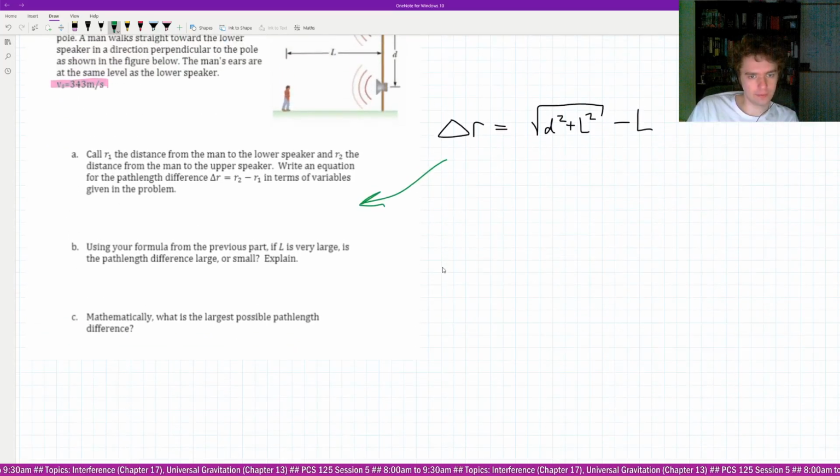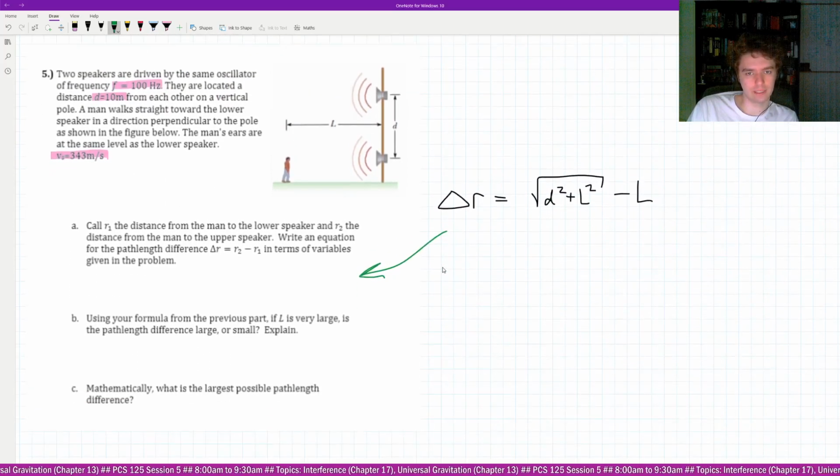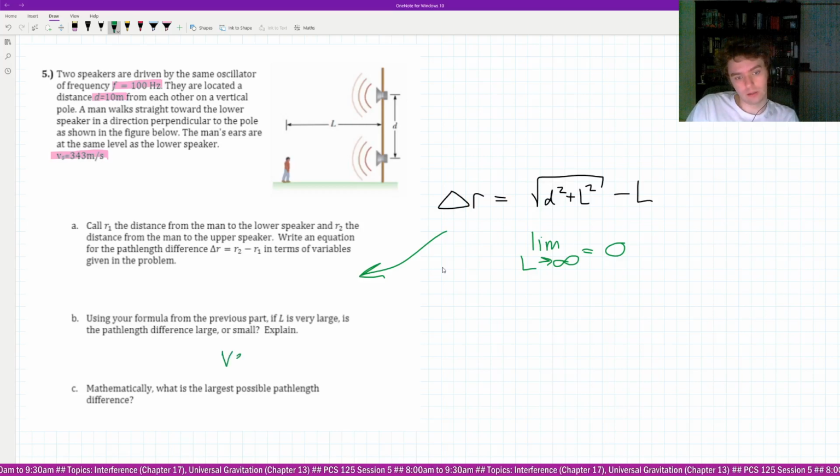Then, using your formula from the previous part, if L is very large, is the path length difference large or small? If L is very large, then the path length difference is very small because, as L gets bigger, D becomes more negligible. Eventually, it's just the square root of L squared, which is just L, so L minus L is 0. So the limit as L goes to infinity is 0. I didn't prove it or anything like that, but that's the idea. So, yeah, very small.